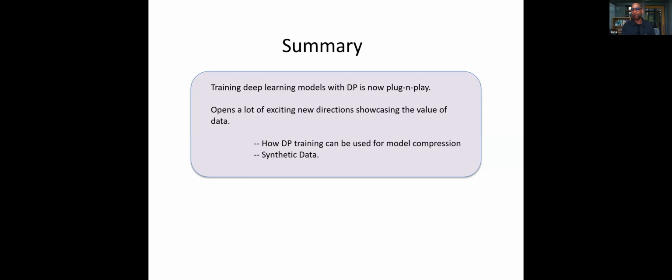And I gave two examples. One of the surprising things is how you can use the private data to do model compression and inference efficiency and so on. The other, which is equally exciting, is synthetic data sets. There is initial promise of this, and a lot of work can be done in this field as well.